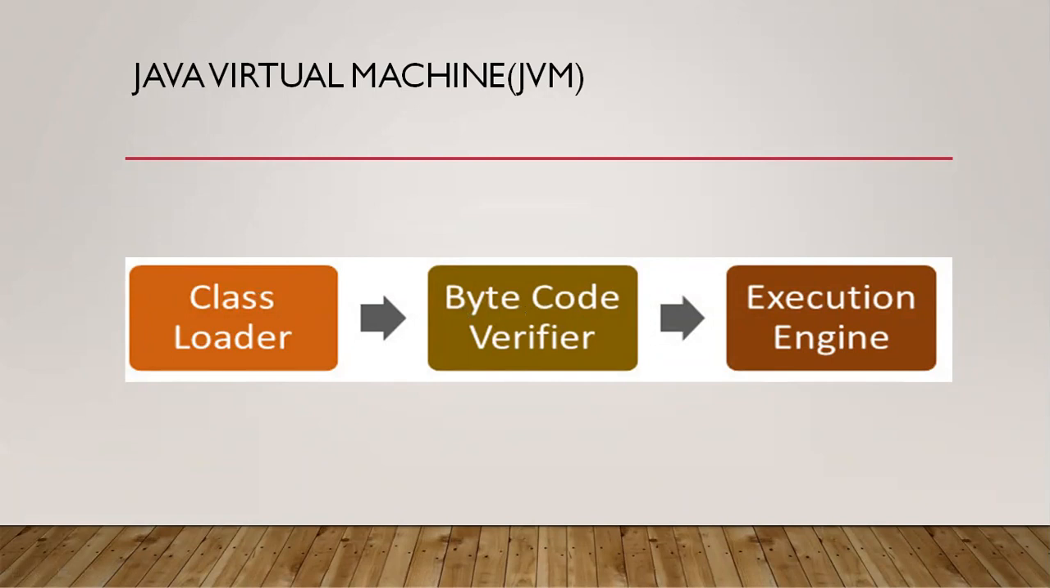The bytecode verifier performs the task of checking the total program. If any errors appear in that particular program, then it will reject the total code. If it doesn't have any errors, then it will send that particular bytecode into a runtime memory unit.